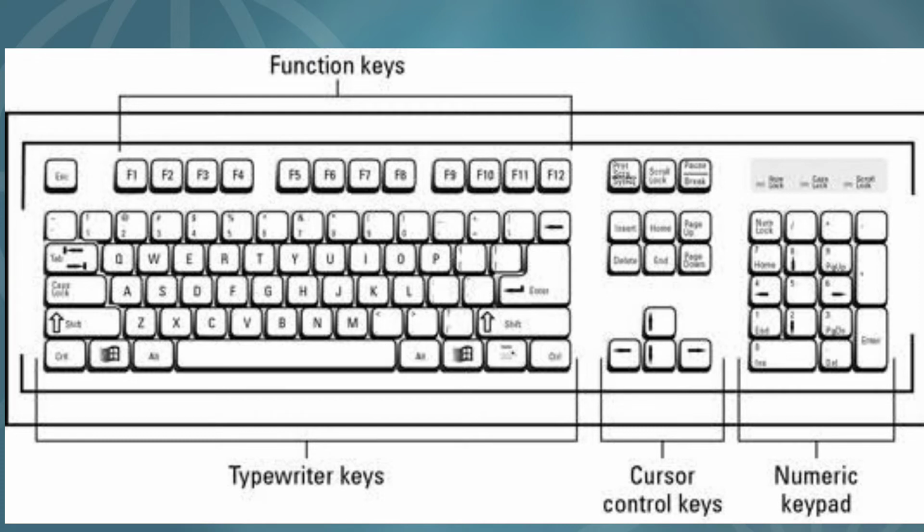Another category of the keyboard is the typewriter keys, also known as alphanumeric keys or character keys, and those keys are mainly used to enter characters. These keys include the characters A to Z, 0 to 9, the shift key, enter key, and some other keys, and these are the most used keys of the keyboard.